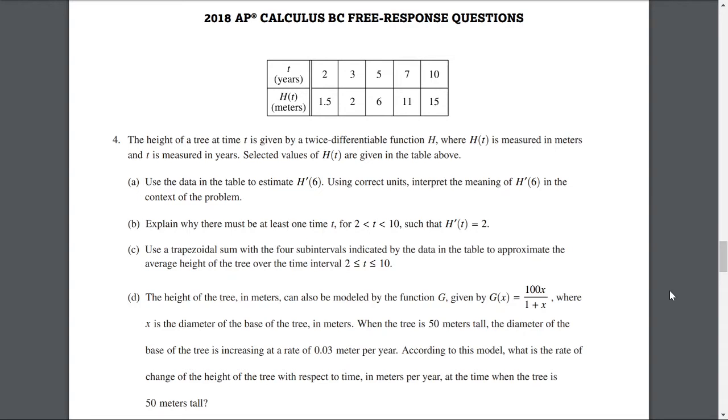So let's start with what it is asking for, which I just read. What is the rate of change of the height with respect to time when the tree is 50 meters tall? So I'm going to write some stuff on the whiteboard now.